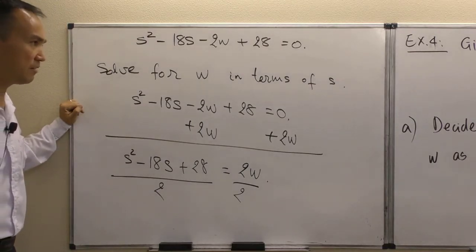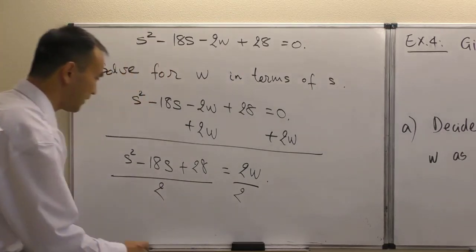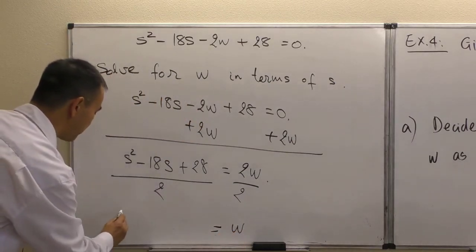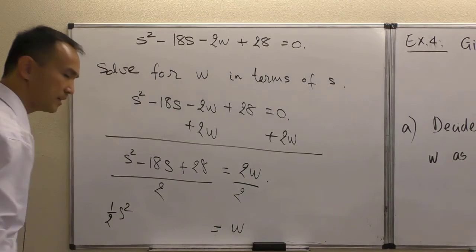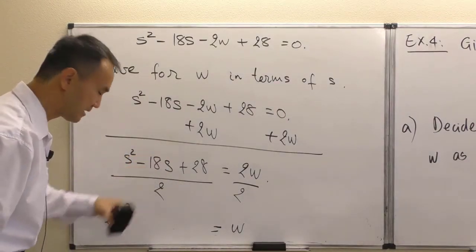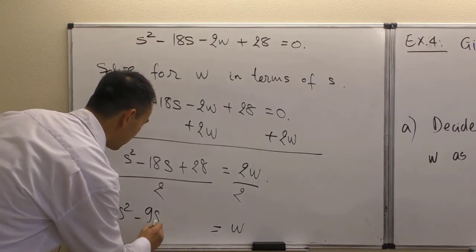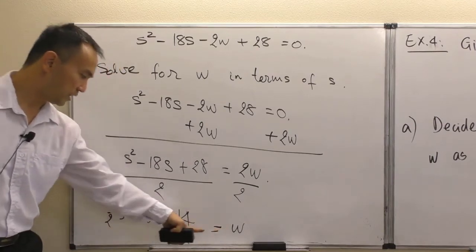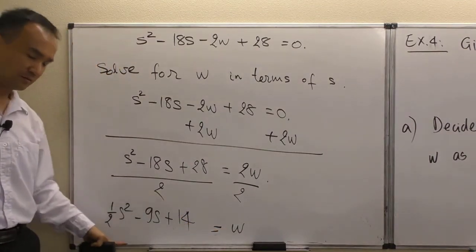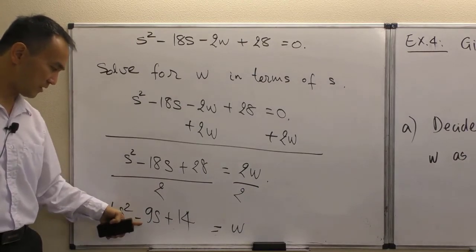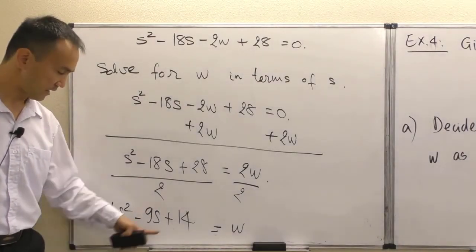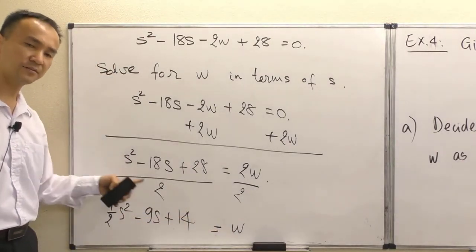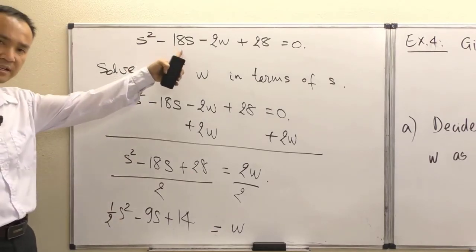All right, and so now I'm looking at w equals 1/2 s squared, and of course you are required to know how to operate with these basic operations right here. Minus 9s plus 14 equals w. W equals an expression, 1/2 s squared minus 9s plus 14. That is one single variable equals an expression in terms of the other variable. That's how we rearranged this starting equation.